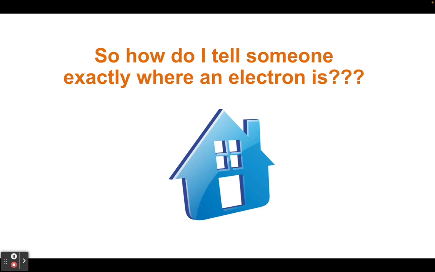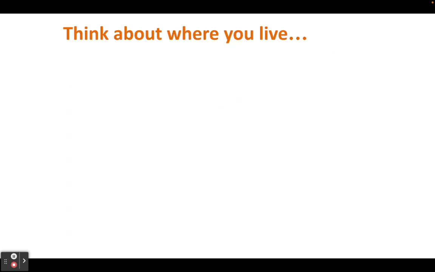I want you to picture some sort of house or an apartment building or a hotel that has floors in it, and each floor has a certain number of suites, and each suite has a certain number of rooms, right? Let's imagine that, and we'll talk about how we can understand where the electrons are.